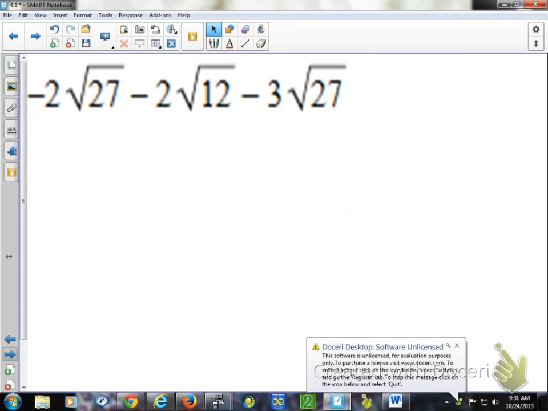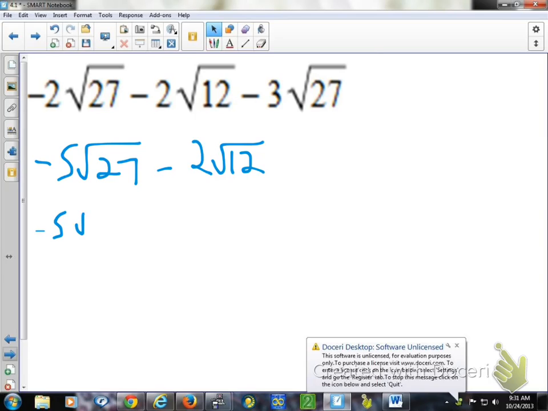Excellent observation, Tyler. Negative 5 radical 27 minus 2 radical 12. Now we have to get into the reducing of the radicals. Both of them have 3 going. How's the first one going to work? 9 and 3. I'm just going to write it down like you say first. 9 and 3. And how's the second one work? 4 and 3.